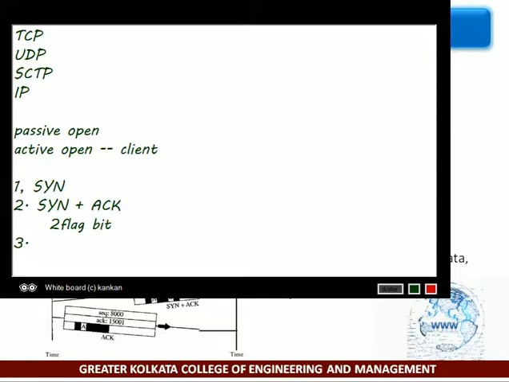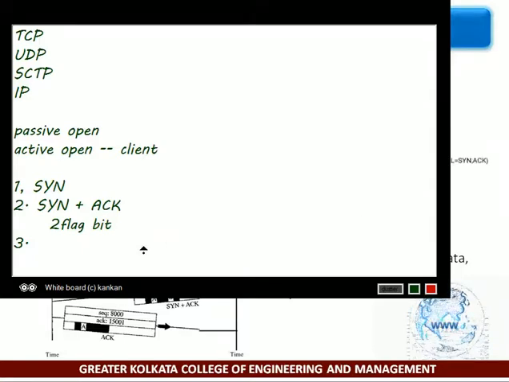Simultaneous open: a rare situation called a simultaneous open may occur when both processes issue an active open. In this case, both TCPs transmit a SYN plus ACK segment to each other.